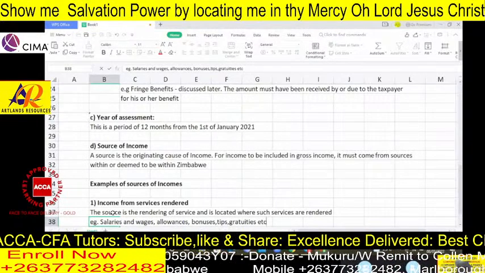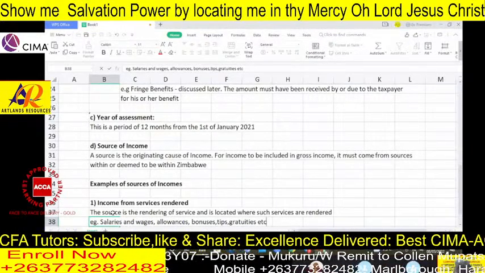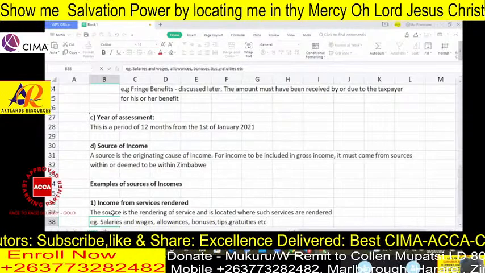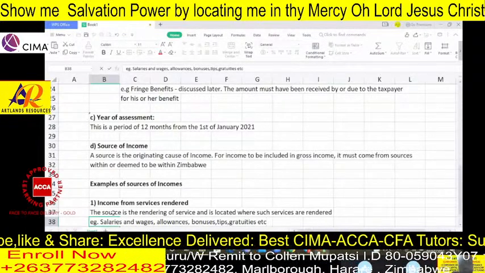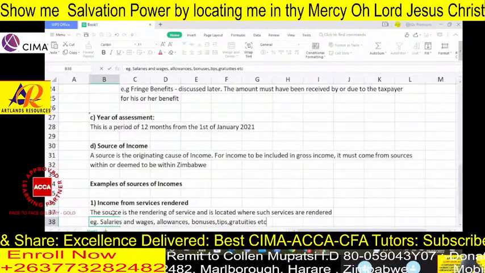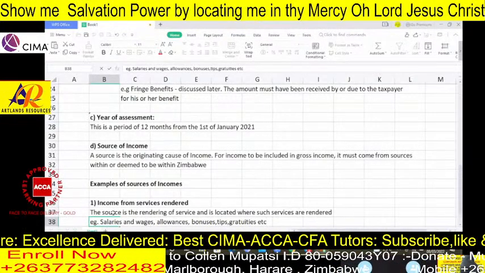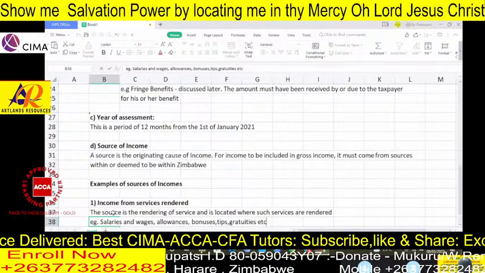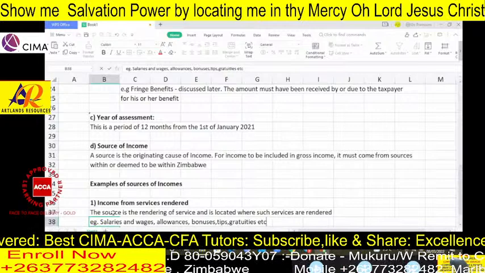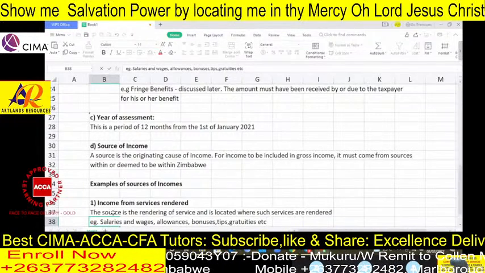If you are working for Pick and Pay and you are being paid salary, it is deemed to be in Zimbabwe, provided the Pick and Pay you are working for is in Zimbabwe. So if you are working for World Vision, even though your money is coming from United States, the source is in Zimbabwe because you are rendering your services in Zimbabwe.